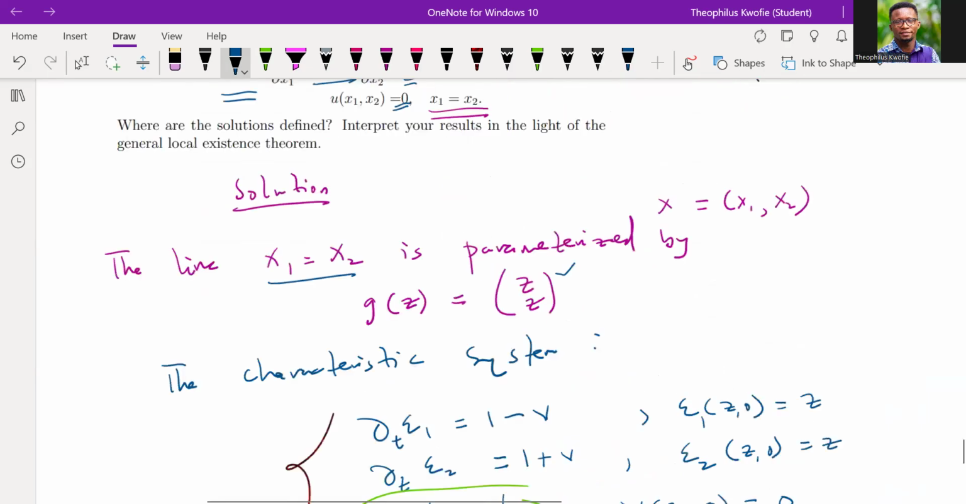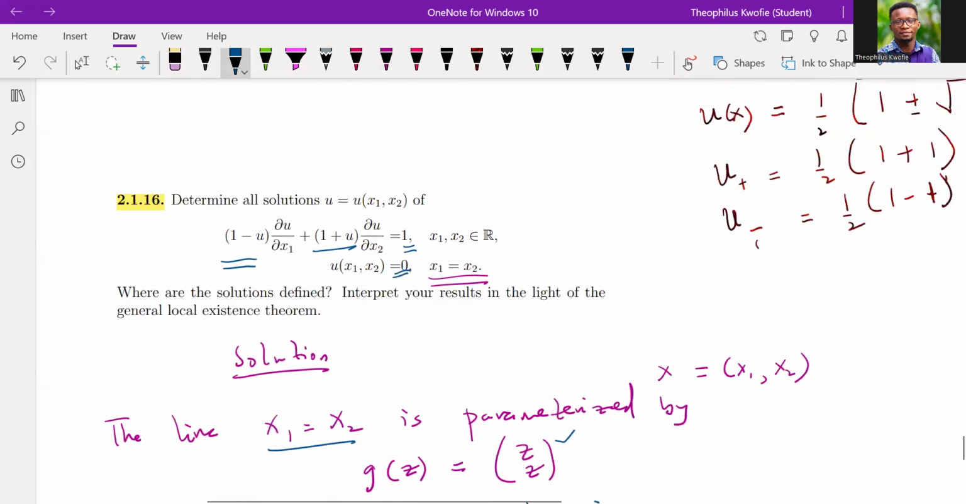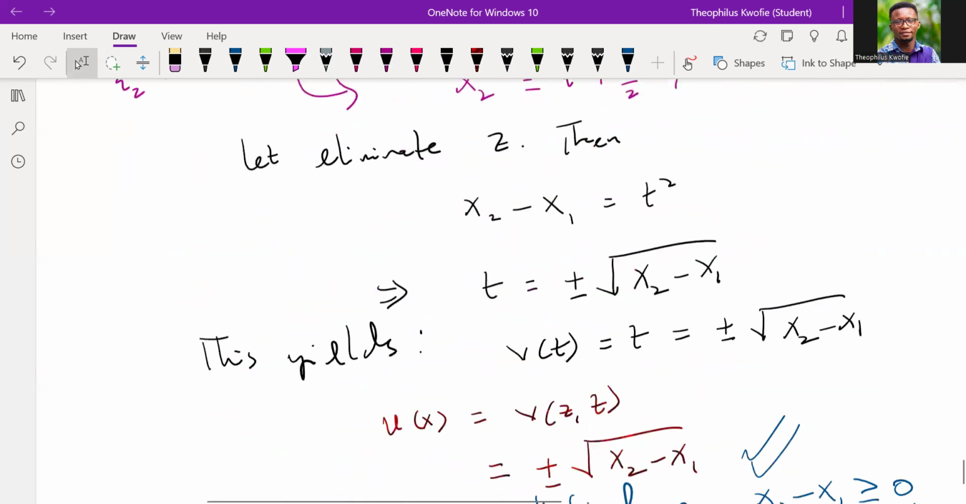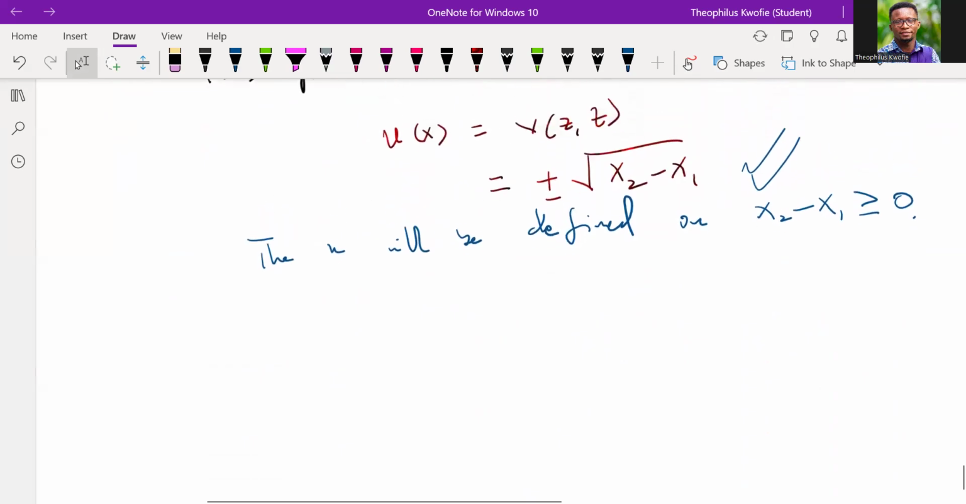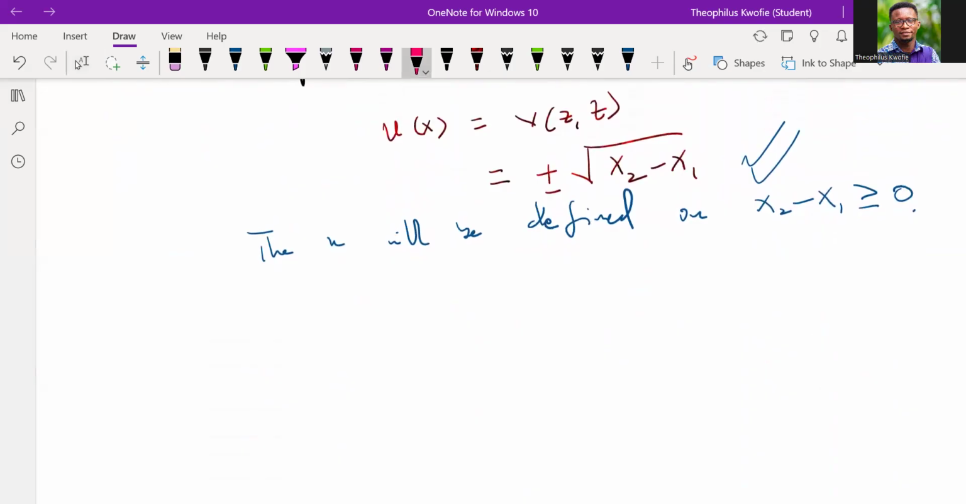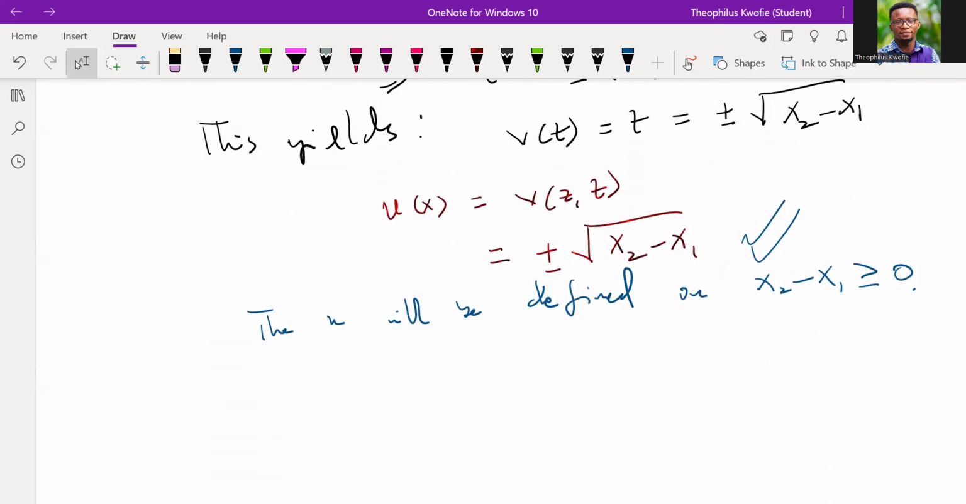And the question went further to interpret your result in the light of the general local existence theorem. So with that, we would use what we call the characteristic determinant. And what is the characteristic determinant? Even though we did not talk about that, I can use this to talk about the characteristic determinant.